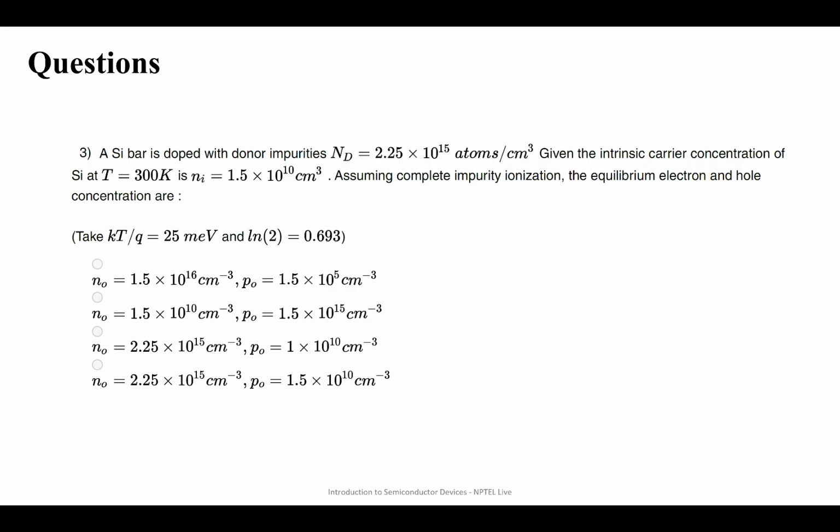N naught is 1.5 × 10^10 per centimeter cube. P naught is 1.5 × 10^15 per centimeter cube. N naught is 2.25 × 10^15 per centimeter cube. P naught is 1 × 10^10 per centimeter cube. And N naught is 2.25 × 10^15 per centimeter cube. And P naught is 1.5 × 10^10 per centimeter cube.